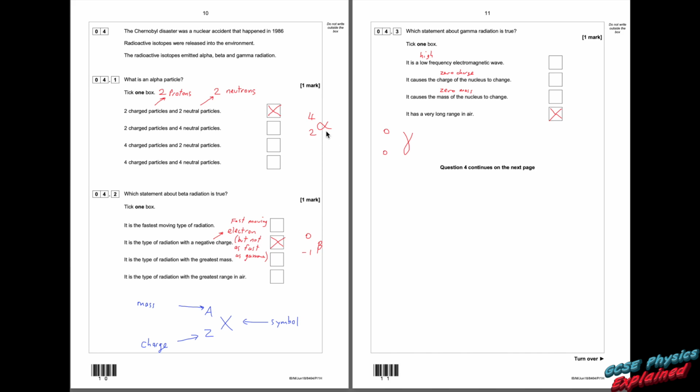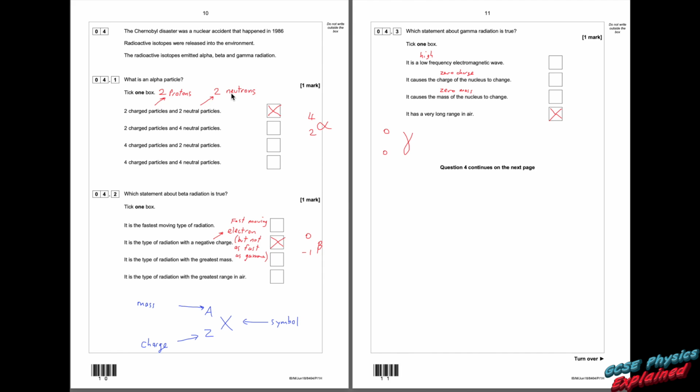So I've written it here. Remember, this top number is the mass number, this bottom number tells you the charge, and that is just the symbol. So this is the symbol for alpha. It's got a mass of 4 and a charge of 2. So 2 charged particles and 2 neutral particles. The charged particles are your protons and the neutral particles are the neutrons, so that's correct.